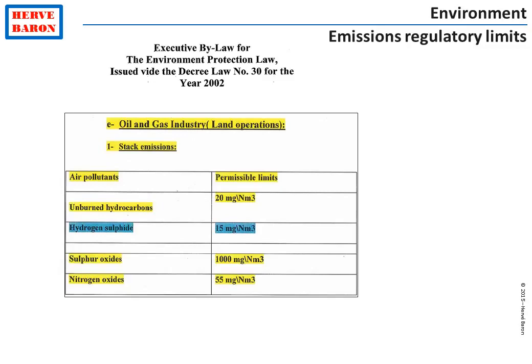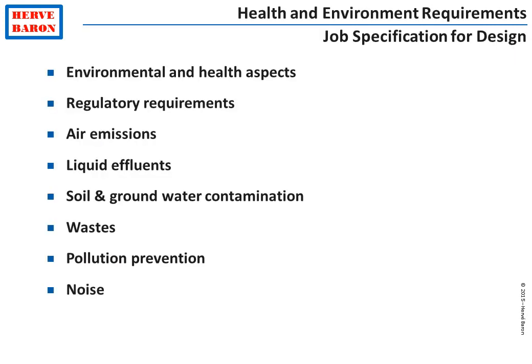The second step is to identify which are the regulatory documents that apply to each of the plant emissions and which is the permissible limit, and is there any requirement, for instance, for continuous monitoring. The results of these investigations are collected in the Health and Environment Requirements Specification. This specification will be used by the other disciplines in their design.